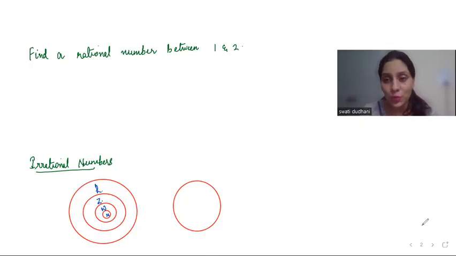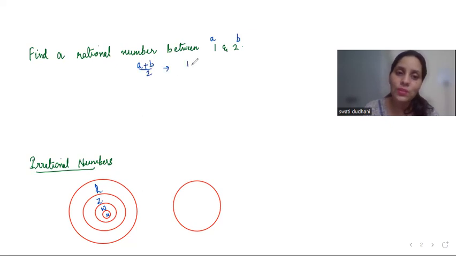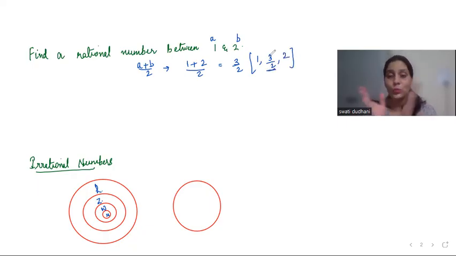So to find them, we have two methods. One is the formula method and the other is the non-formula method. The formula is, let me take these two numbers to be a and b. The formula method is a plus b by 2. So from this, 1 plus 2 by 2, which is 3 by 2. So I can say that 1, 3 by 2 and 2. So this 3 by 2 is between the two numbers. But this method is a little time consuming, and it's a little difficult if your numbers are in fractions.